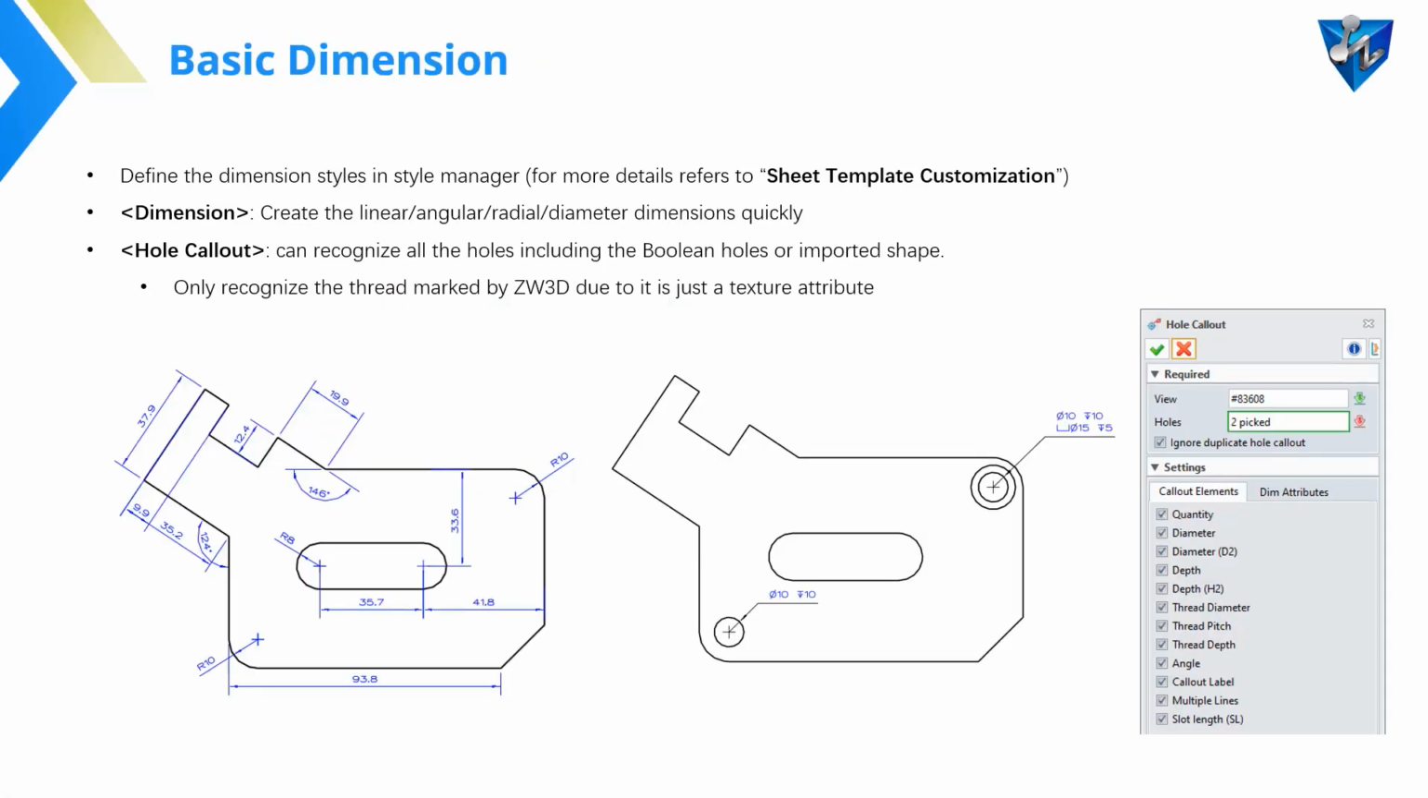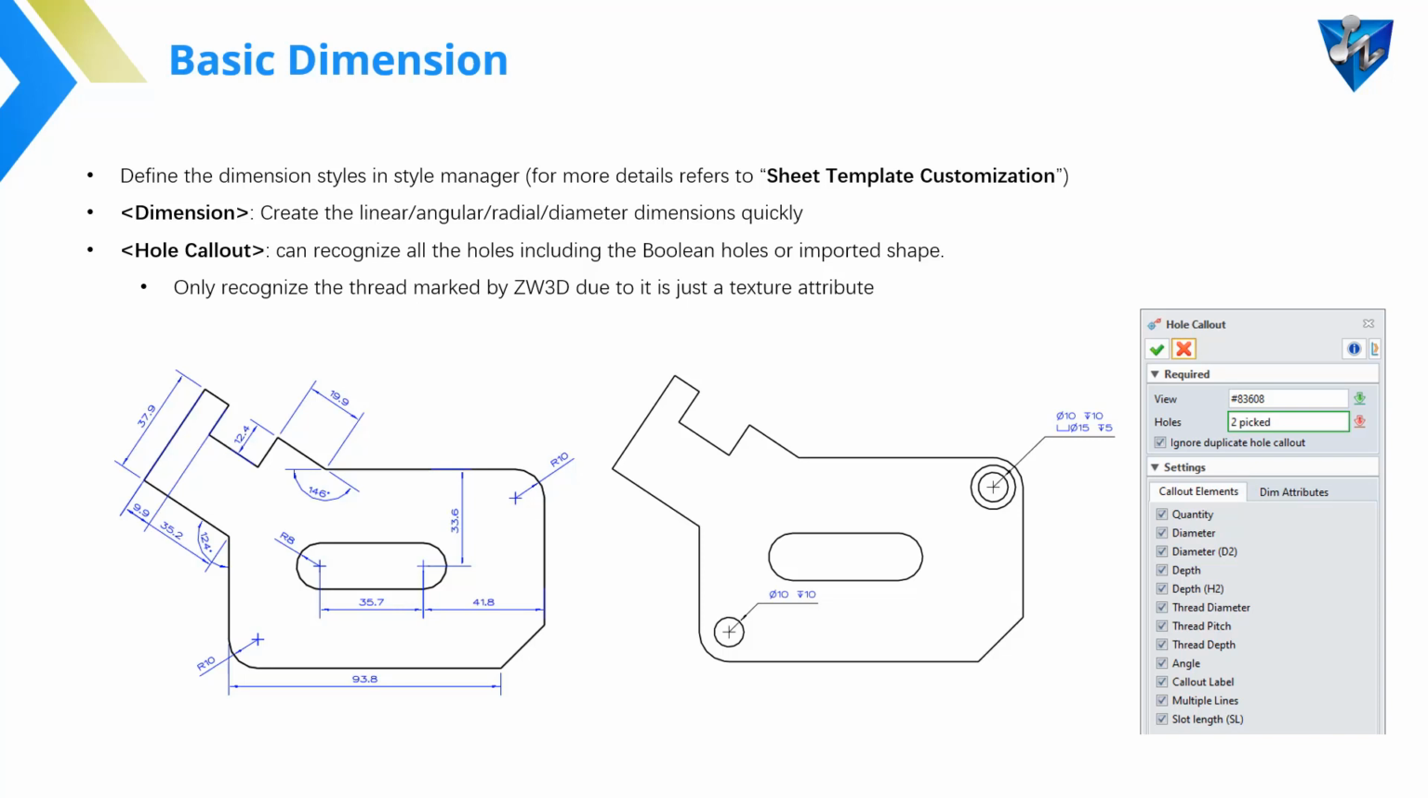So first, we will learn about the basic dimension. Before the dimension, we need to define the dimension styles. You can define that in Style Manager. You can refer to the video on sheet template customization for more details. And to create the basic dimension, we can use the dimension command to create them quickly.